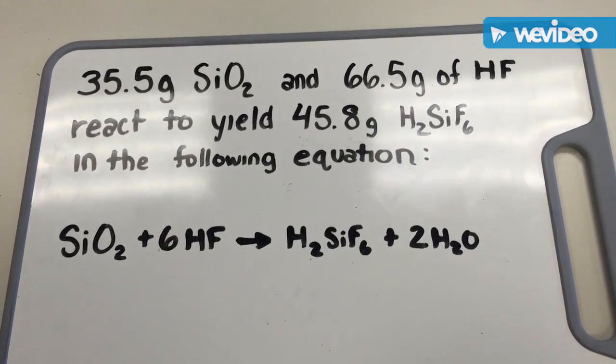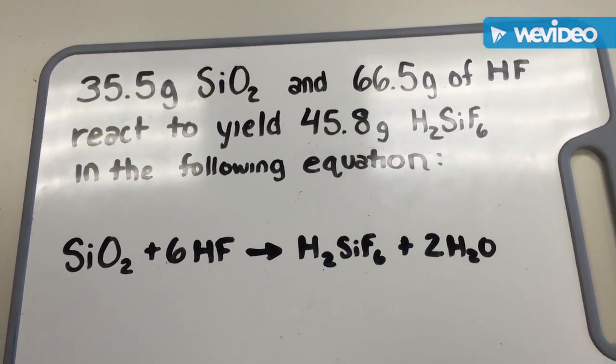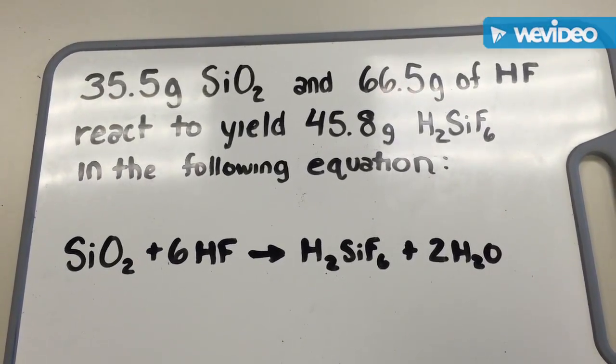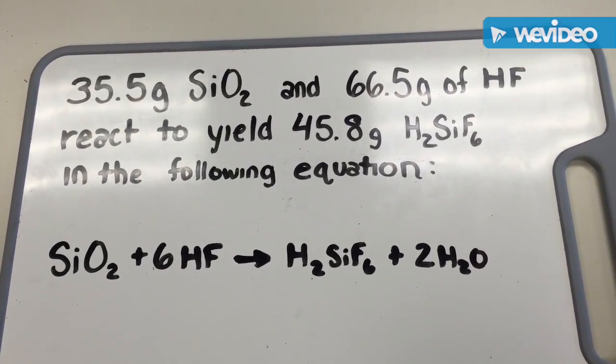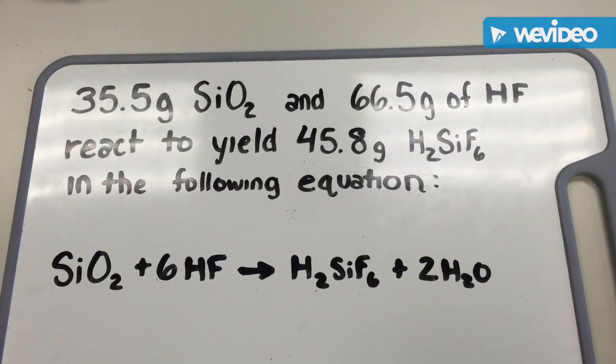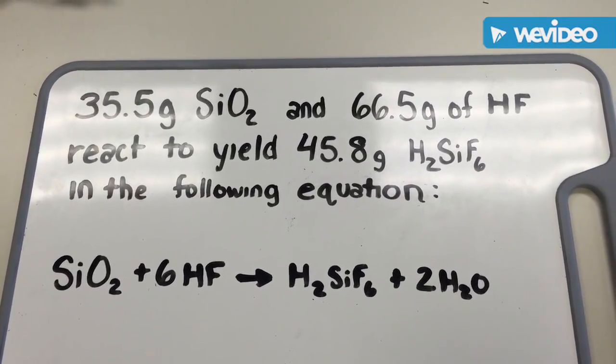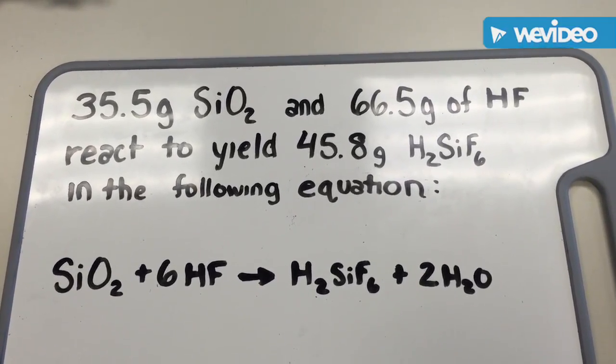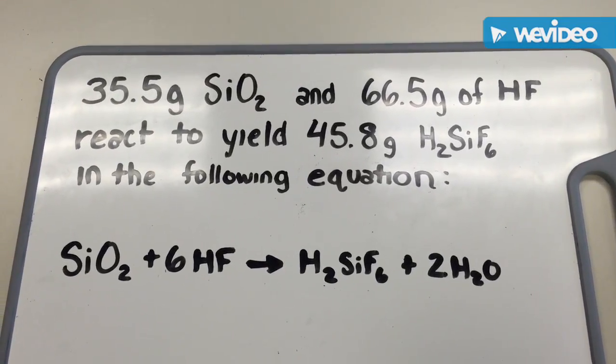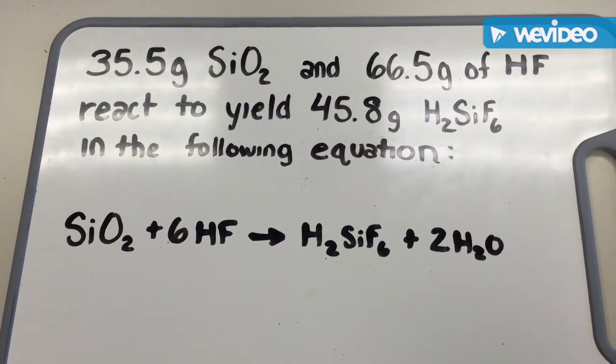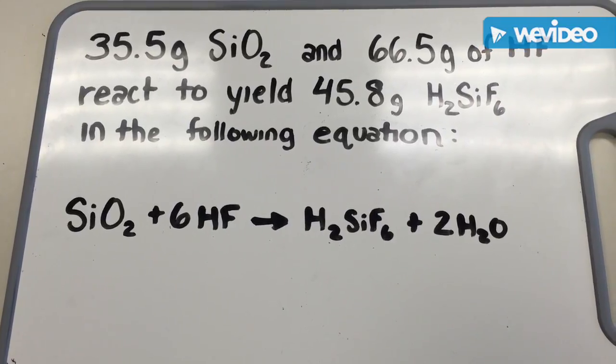Okay, this is the problem we'll be working with in this video. 35.5 grams of silicon dioxide and 66.5 grams of hydrogen fluoride react to yield 45.8 grams of H2SiF6 in the following equation. And this is the balanced equation.